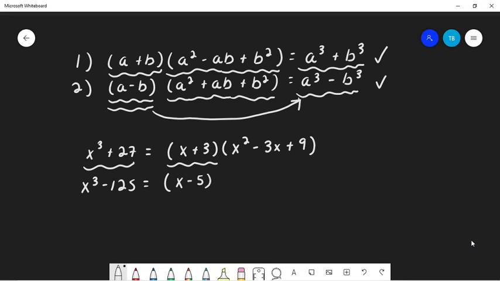And then we multiply by the trinomial, which would be x squared plus 5x plus 5 squared, or 25. And there you have it. So the factors of x cubed minus 125 would be the binomial x minus 5 and the trinomial x squared plus 5x plus 25.